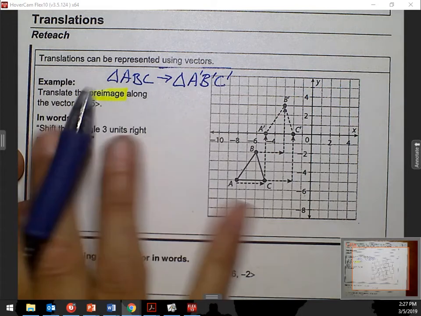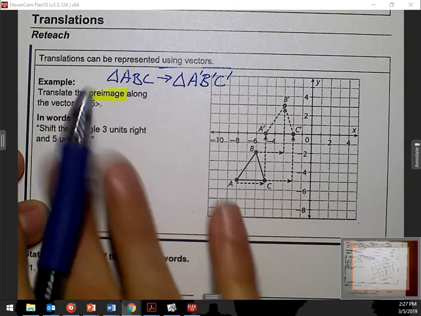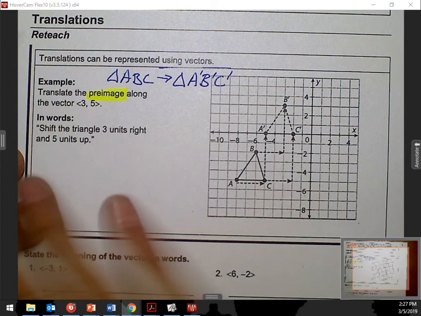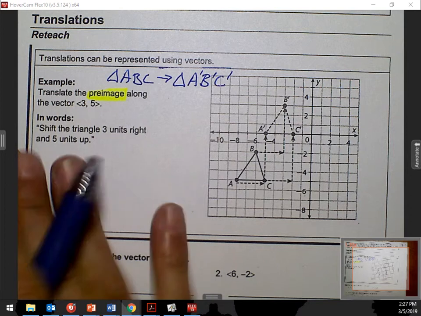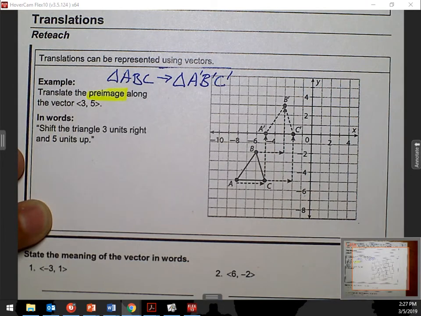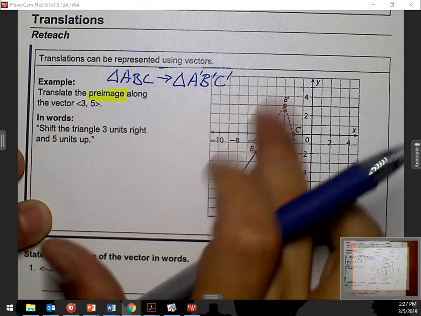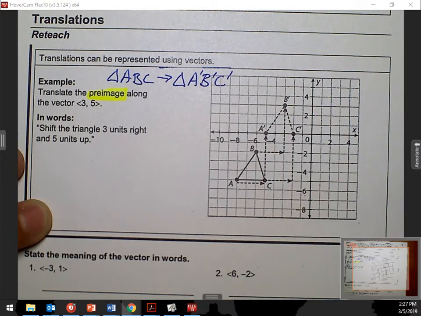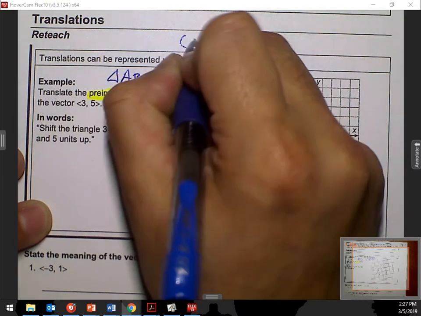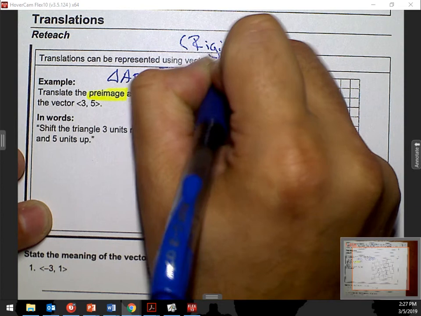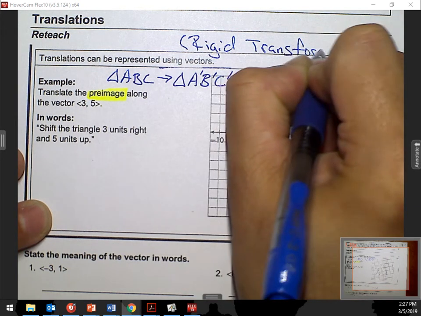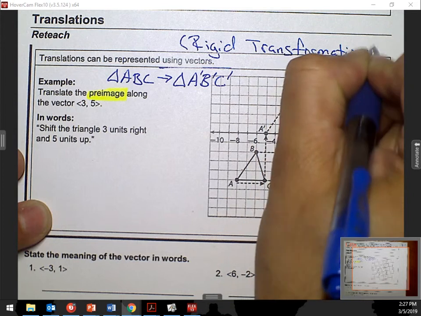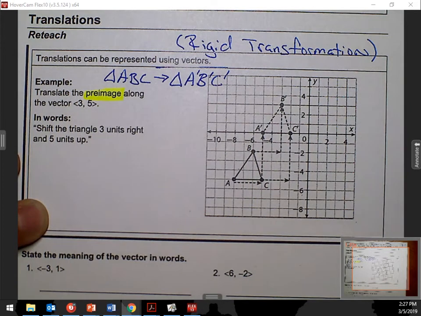Now, this one right here, when I'm talking about translations, what type of movement is that? Is it a flip, a slide, or a rotate? A slide. This one's going to be the slide, right? So now, if I know that these are going to be congruent, I know that this is going to be a rigid transformation, so I'm going to write it up here.